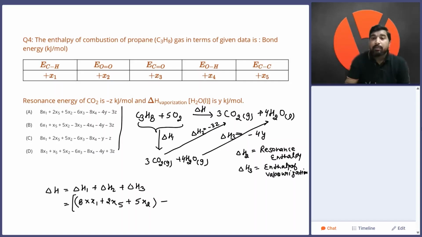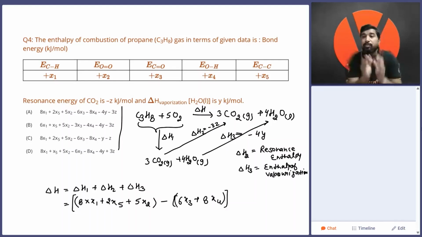There are 6 carbon double bond oxygen formed, so 6X3, plus how many oxygen-hydrogen bonds are formed. In this case, there are 8 hydrogen-oxygen bonds formed. For this, 8X4, then there should be a big bracket. This is for the del H1.